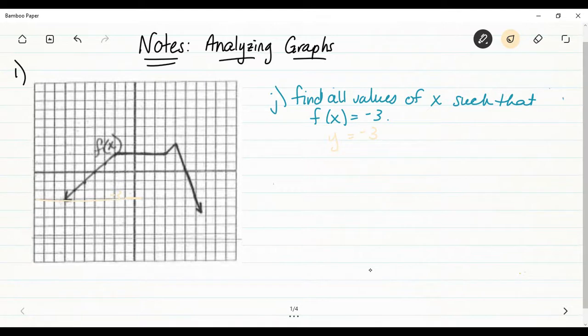So if we draw a line all the way across, because that is the graph of the line y equal to -3, we are looking for the x values where that line intersects our graph. So we have an intersection here, and we have an intersection here. Travel up to the x-axis, this is 6. And if we go up the x-axis from here, this is at -7. So our x values will be -7 and 6.